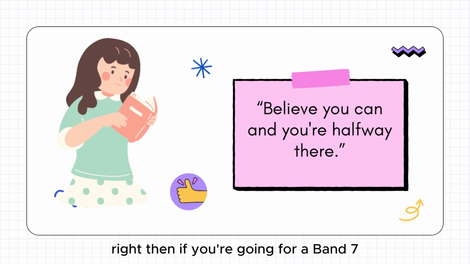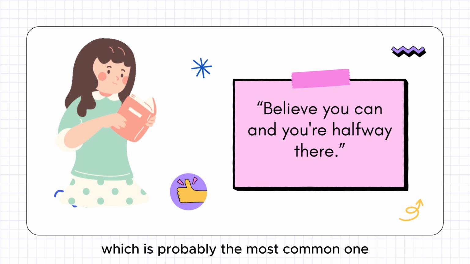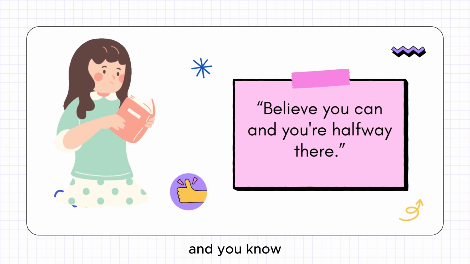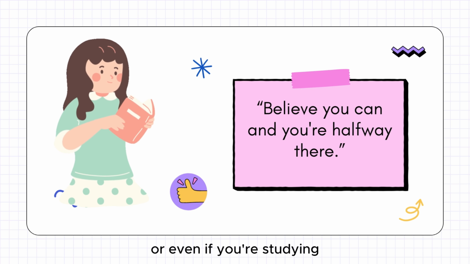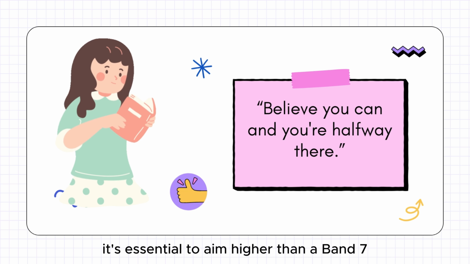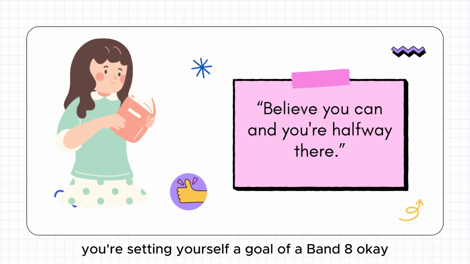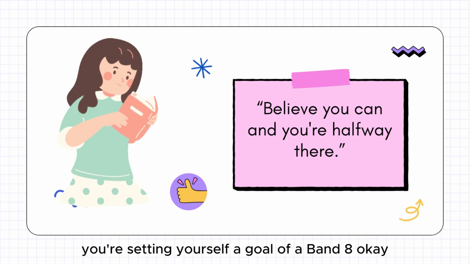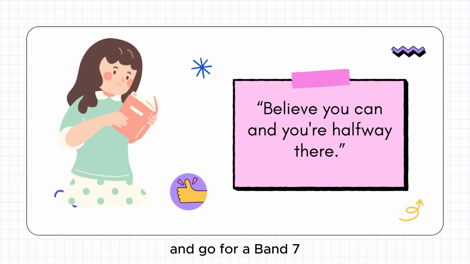Right then. If you're going for a Band 7, which is probably the most common one, if you're going for immigration, professional purposes, or even if you're studying, it's essential to aim higher than a Band 7. So essentially, you're setting yourself a goal of a Band 8. Okay? If you're in a rush, maybe you just set it a little bit higher and go for a Band 7.